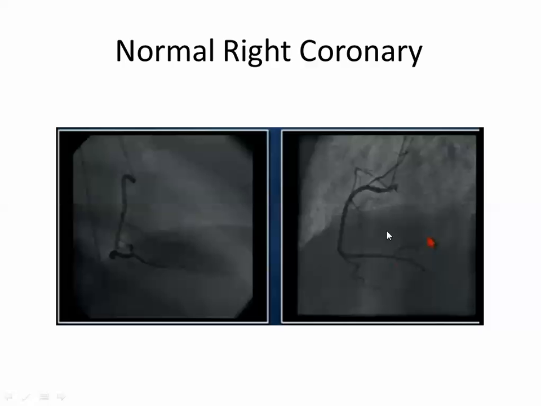RAO or LAO? The ribs are directed here. LAO, yes. So it is cranial or caudal? It's LAO, cranial or caudal? Cranial, because this is the diaphragm. This is the PL and PDA. PDA is supplying the inferior.